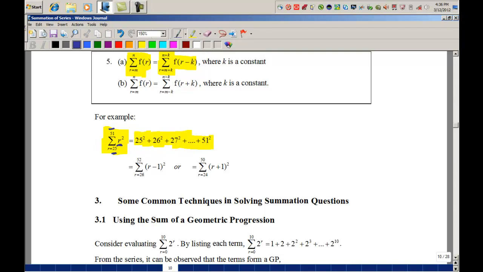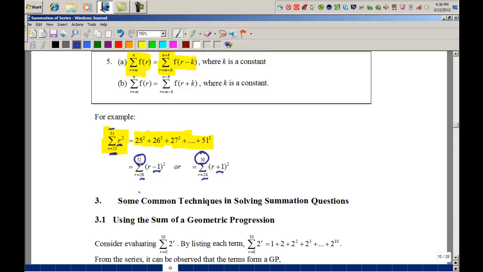Now if let's say I want to change the r to r minus 1, then always remember this. The lower limit and upper limit must also change. If you minus a 1 to the r, then you must increase a 1 to the lower and upper limit. If you add some number to r, for example, you add a 1 to r, then the lower limit and the upper limit must also change. If you increase, you must decrease here. If you decrease, you must increase here.